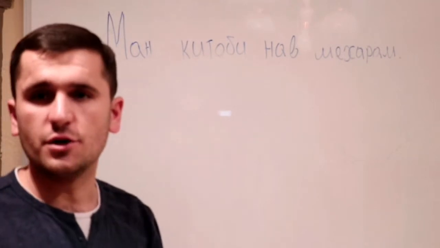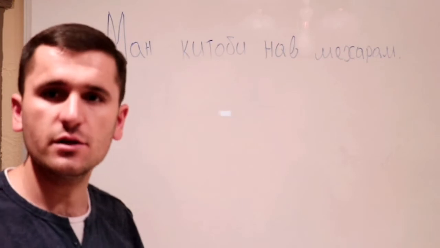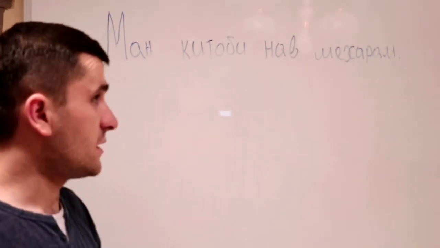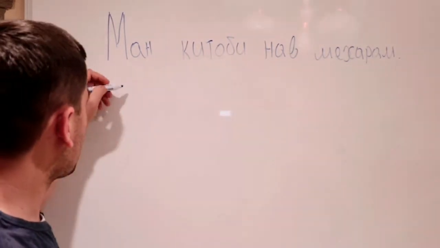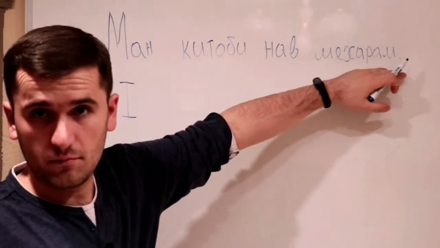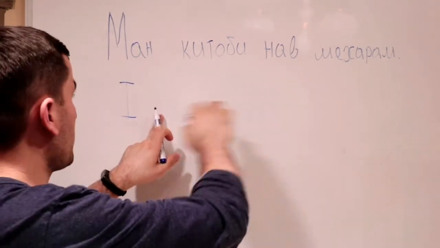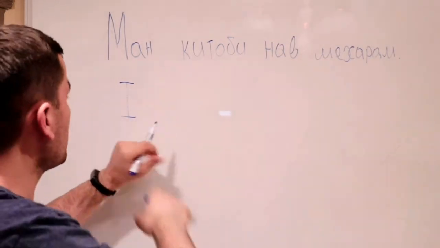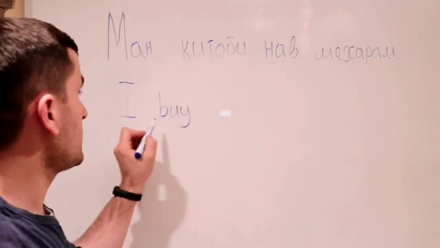But in English language, in most situations, we put the verb after the pronoun. For example, if I translate this into English, I put the pronoun, so I, then mecharam. The verb will come after the pronoun. I buy. So you see, I buy.